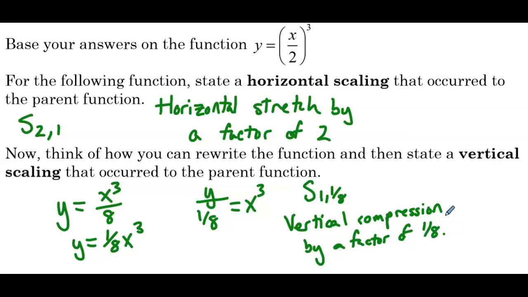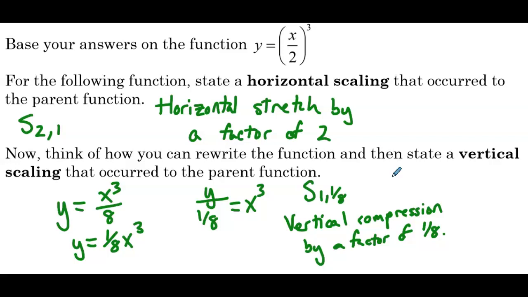Well, what does that mean? Same question. I did it once as a horizontal scaling and once as a vertical scaling. Well, that emphasizes a really important idea, that a lot of these scalings can be thought of in two different ways. If we're looking horizontally, we might say that it's a horizontal stretch by a factor of 2, like in this particular example, whereas someone might look at it vertically and notice that it's a vertical compression by a factor of 1/8.